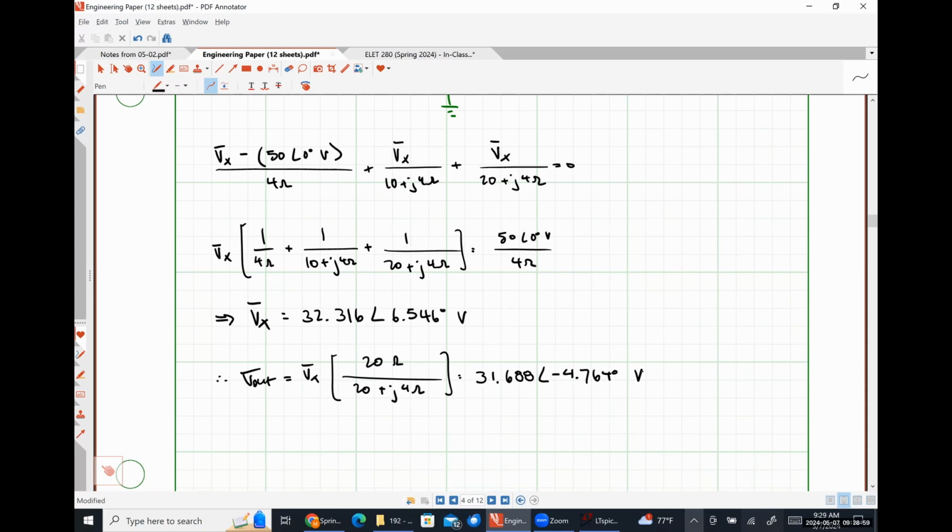So our transformer equivalent circuit lets us break this down into something that we could have solved on like the third day of this class. So it can be an extremely powerful tool in our circuit analysis.